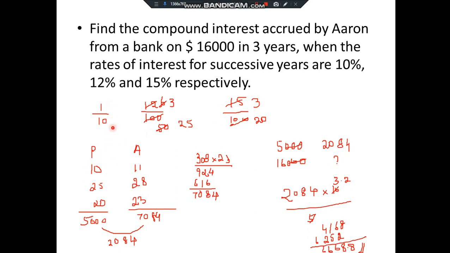10 plus 1 which is 11, 25 plus 3 which is 28 and 20 plus 3 which is 23. Okay, so when your principal is 10, your amount is 11. When it is 25, amount is 28, and when your principal is 20, your amount is 23. So multiply all the principal together and all the amount together, you get 5,000 and 7,084. Okay, now our question is we have to find compound interest. So subtract amount and principal, you will get the compound interest, right?